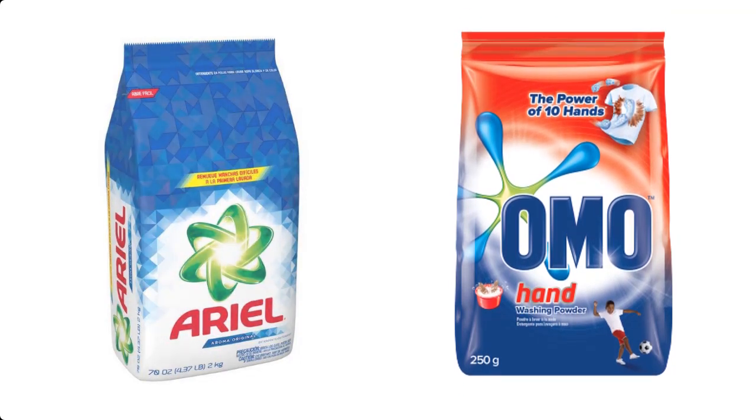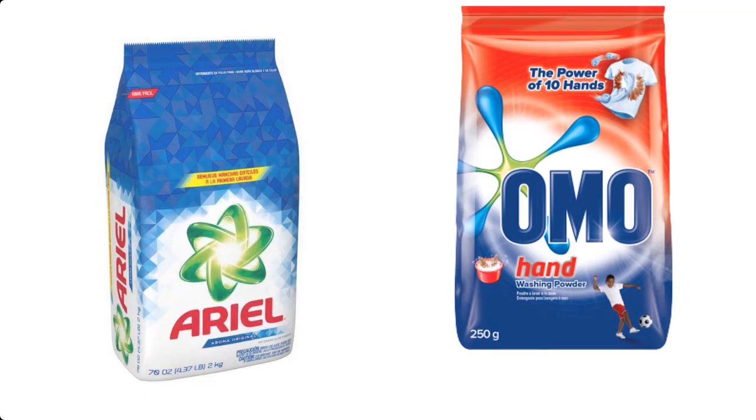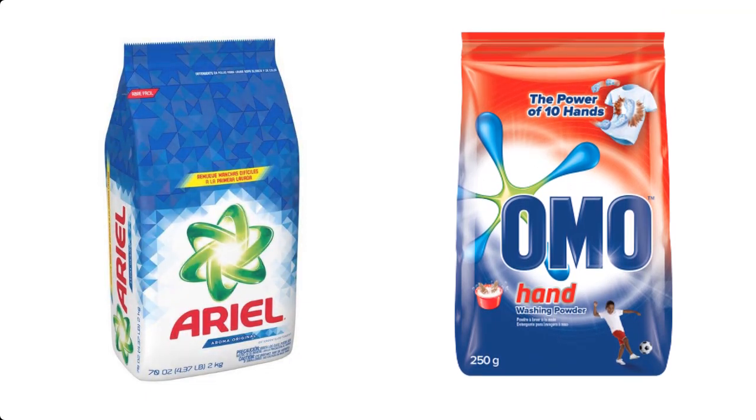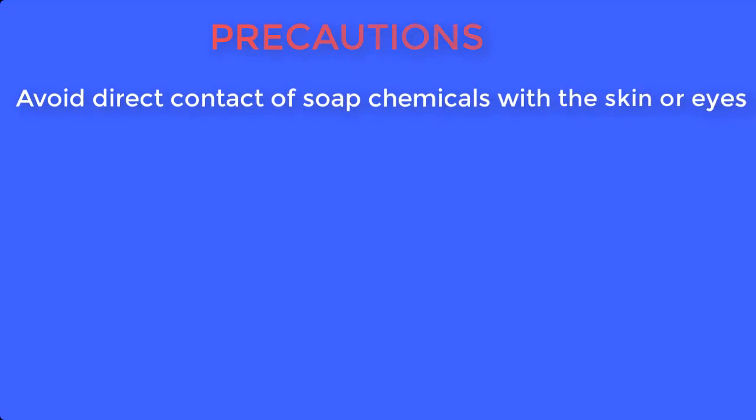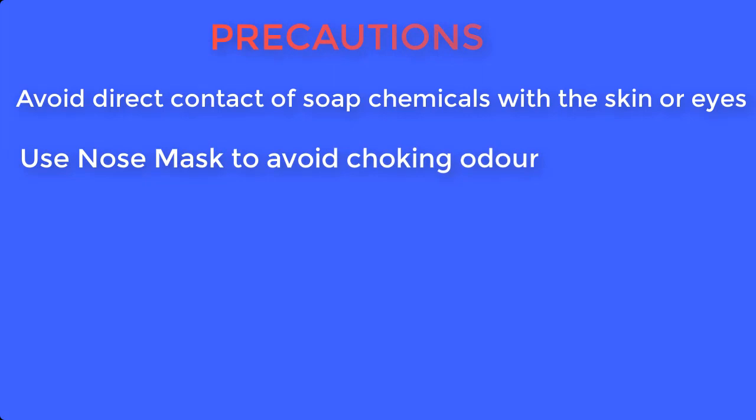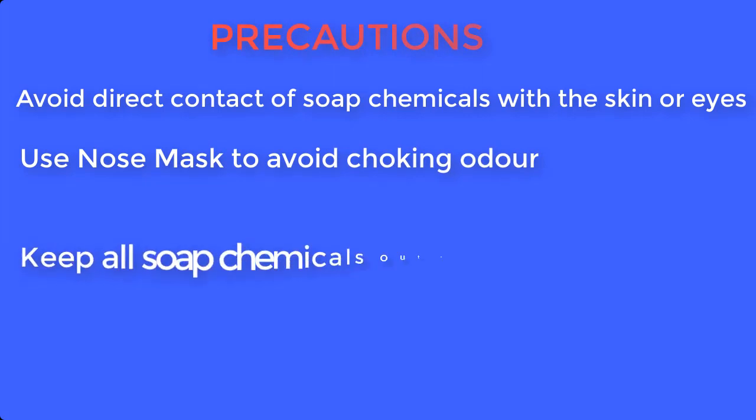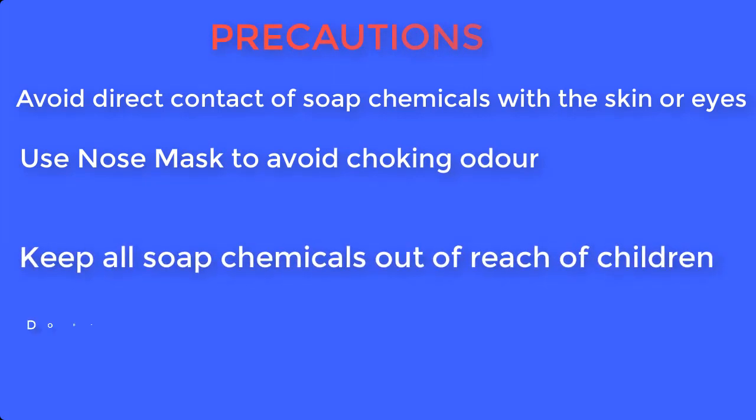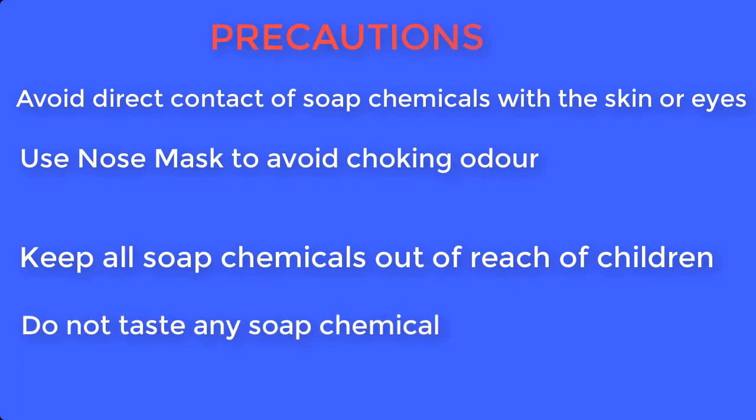But before we go into the production proper, let me list the precautions you need to take as you embark upon this production. Avoid direct contact of chemicals with the skin by using hand gloves. Use nose mask to avoid choking odor. Keep all chemicals out of reach of children and do not taste any chemical. Please ensure that you keep to this instruction in order to avoid any hazard.